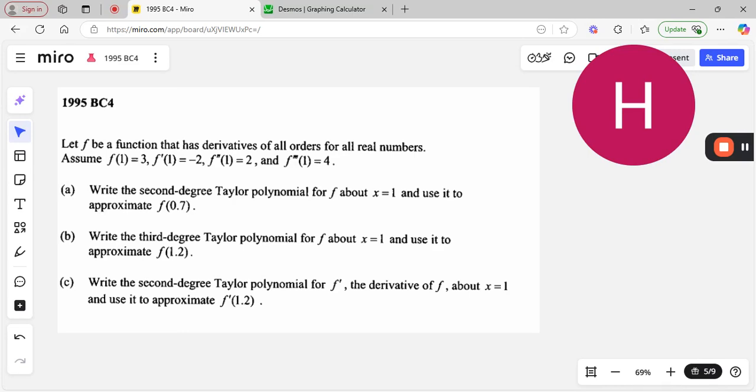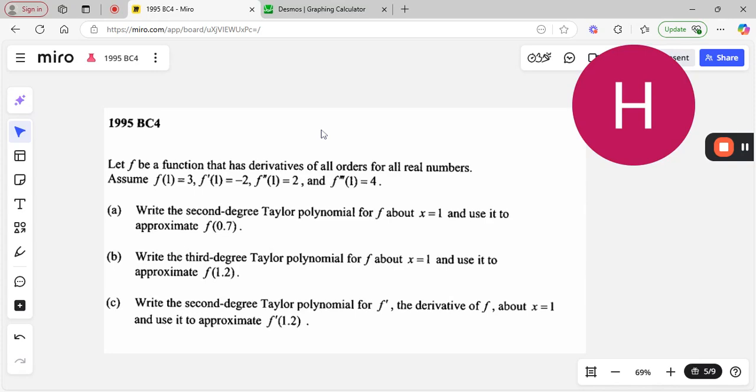This is math from the void. Math coming at you pretty much out of nowhere. And today we have a Calculus BC problem from the 1995 AP Calculus BC exam.